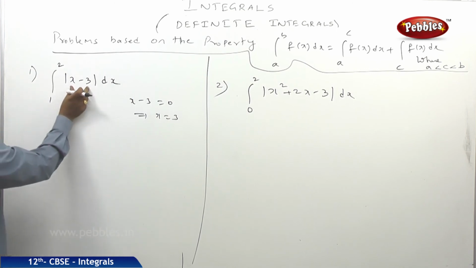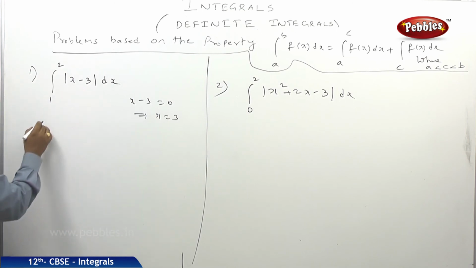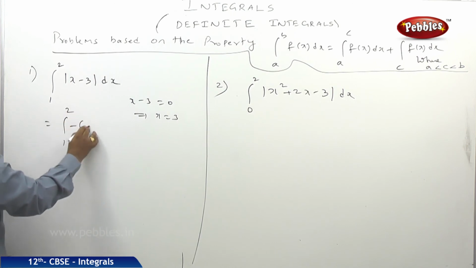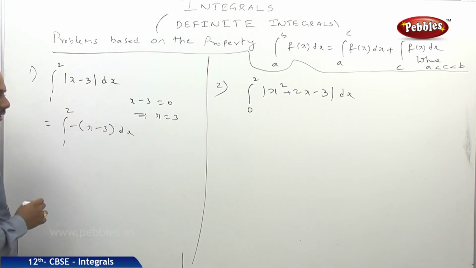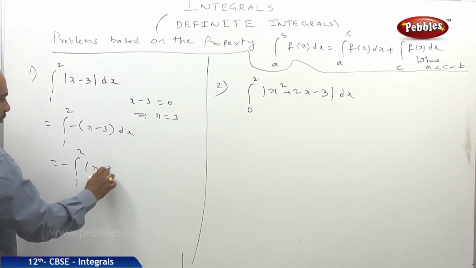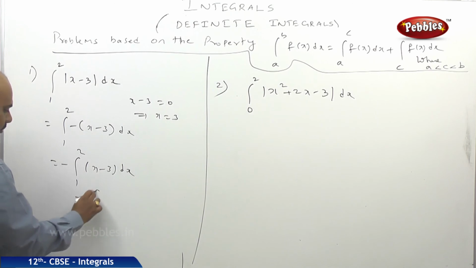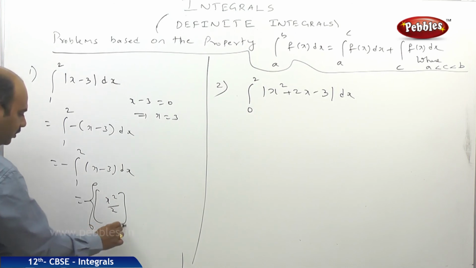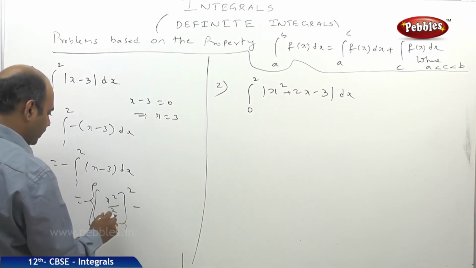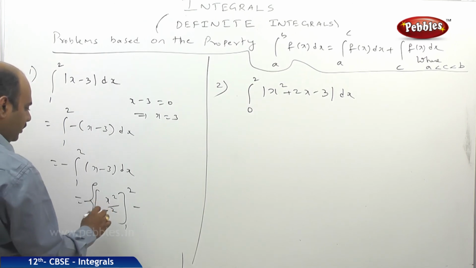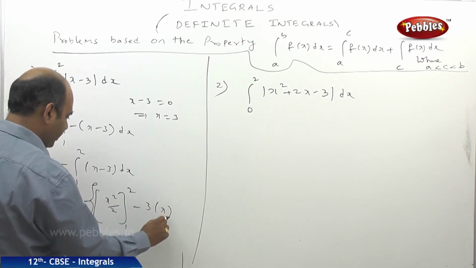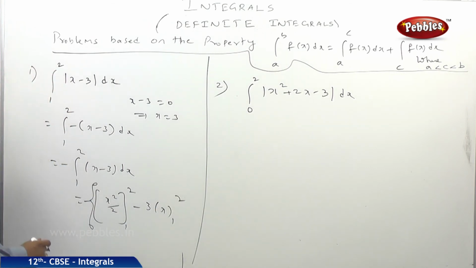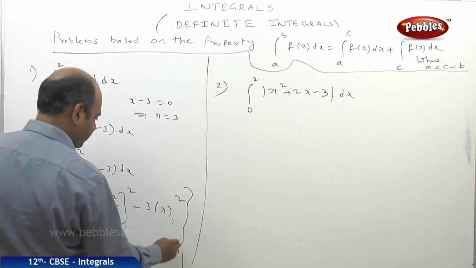But between 1 and 2, the mod of x minus 3 will always be negative. So what happens? From 1 to 2, this function turns into the integral of minus (x minus 3) dx, because mod x becomes minus x, but here x minus 3 is there. So the minus will be outside: minus the integral from 1 to 2 of (x minus 3) dx. So minus of what happens here? x square by 2, and here, 3 into x, with the limits from 1 to 2. And I'll close this particular bracket.